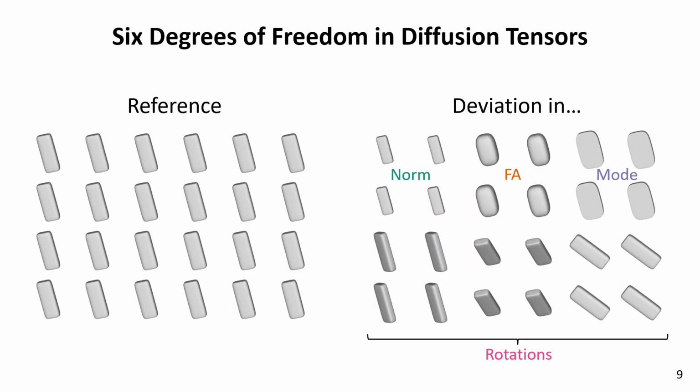For their interpretation, consider the ways in which diffusion tensors can differ. As symmetric 3x3 matrices, they have 6 degrees of freedom, which correspond to norm or overall diffusivity, fractional anisotropy or FA, indicating the overall extent to which diffusivity is directionally dependent, mode or type of anisotropy, indicating whether diffusion happens primarily along a line or a plane, and 3 rotational degrees of freedom, which we group together to ease interpretation.